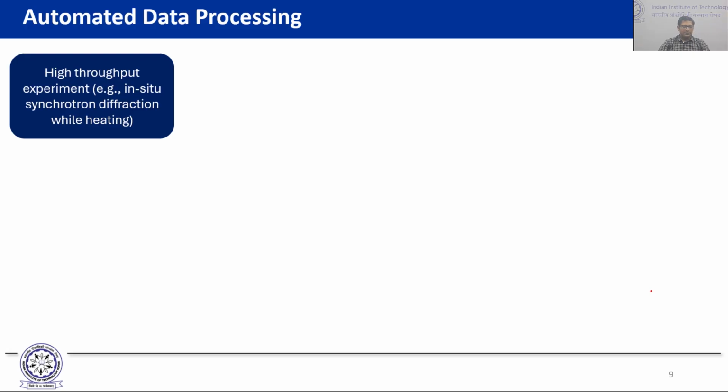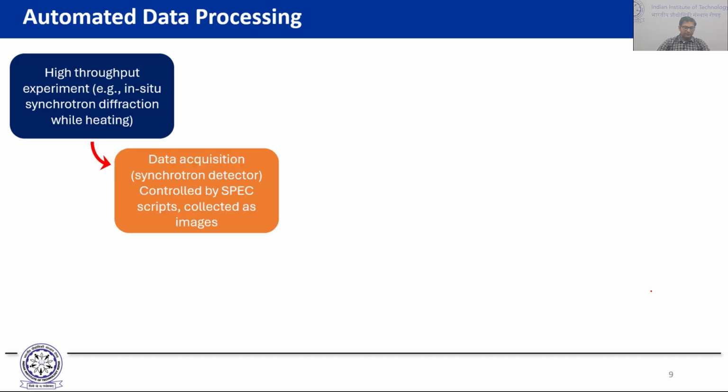So what do I mean by this? The first step over here is performing your high throughput experiment. And let's take an example. Let us say that we are talking about an in situ synchrotron diffraction experiment where the in situ data is being collected when your sample is being heated. So the first step is to perform the experiment itself, and when you are performing the experiment, you have to ensure that you are acquiring the data. So data acquisition is another thing that you have to understand.